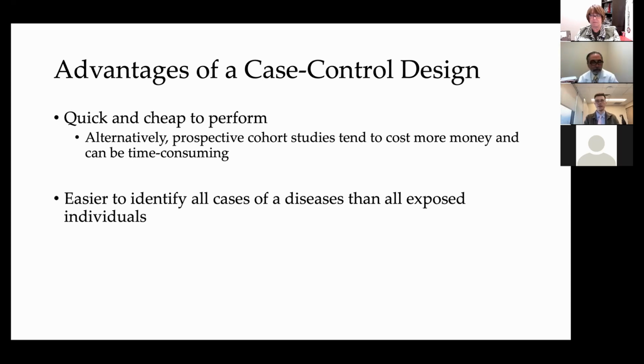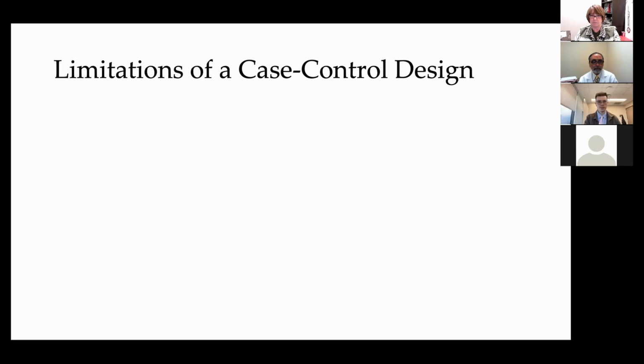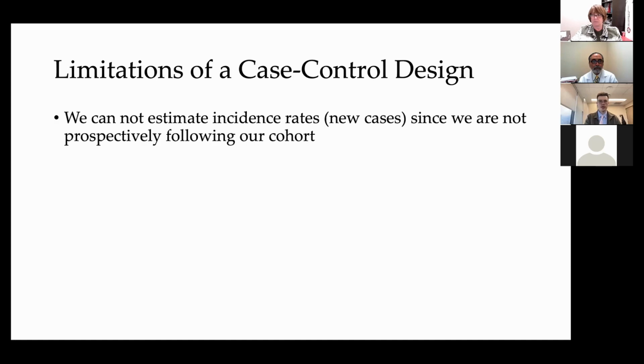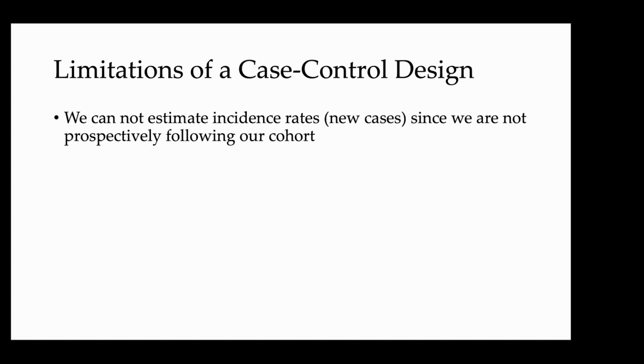If we think about COVID and the current pandemic, if we wanted to identify all exposed individuals, then that would most likely be everybody. So it wouldn't be very useful to identify everyone who has been exposed. There are a few limitations to highlight. With case control studies, we can't really estimate incidence rates since we're not following a cohort and looking for the onset of disease. So we can't really say much about incidence with these studies.